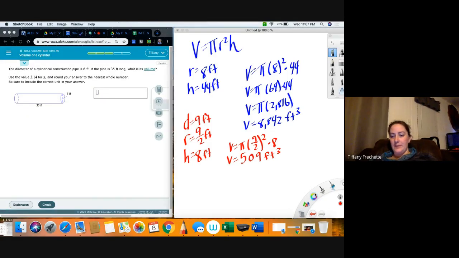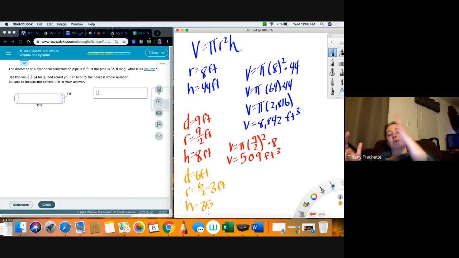Okay, let's flip it to orange. Yeah, orange is good. All right, so we have a diameter of a cylindrical construction pipe is 6 feet. So that means for radius, I'm going to take the diameter and divide by 2. So in this case, I actually get 3 feet. I'm not going to have a fraction. And then it tells me that the pipe is 35 feet long, which is another way of saying height, because we always think of it standing up. So this is a pipe, it's laying down on its side. If we stand it up, that would be the height.